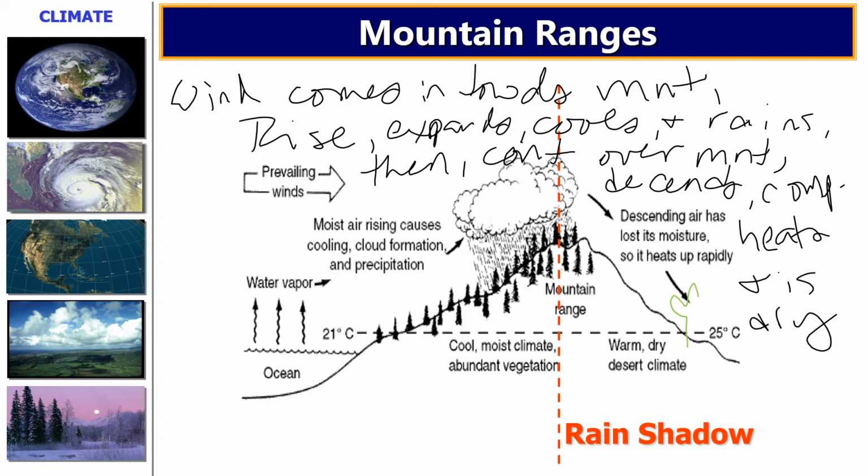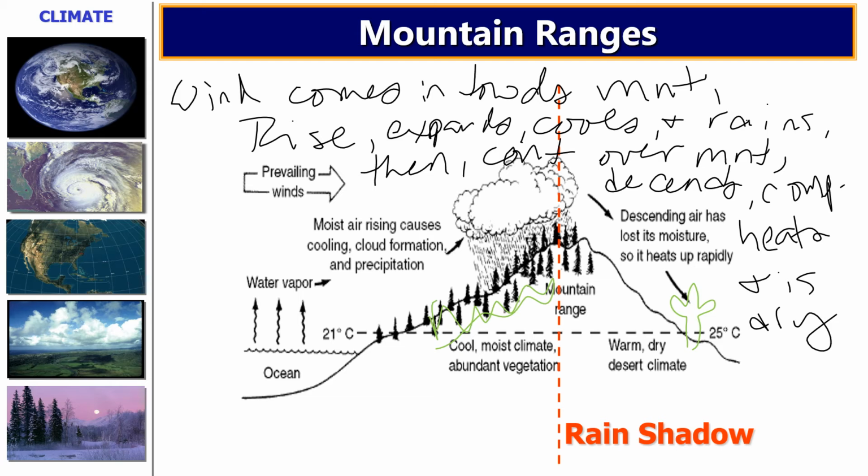Find a little cactus over here on one side of the mountain, and really lush, wet forests on the other side. And this is all because of the rain shadow or the orographic effect. So again, wind comes in towards the mountains. It rises, expands, cools, and rains. So you get your wet side on your windward side.